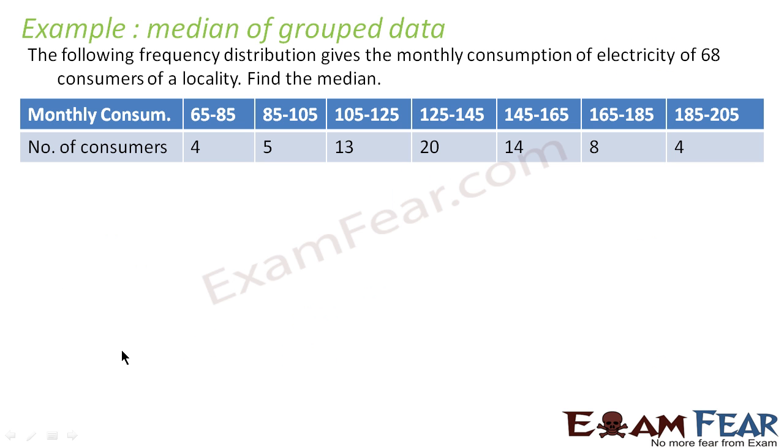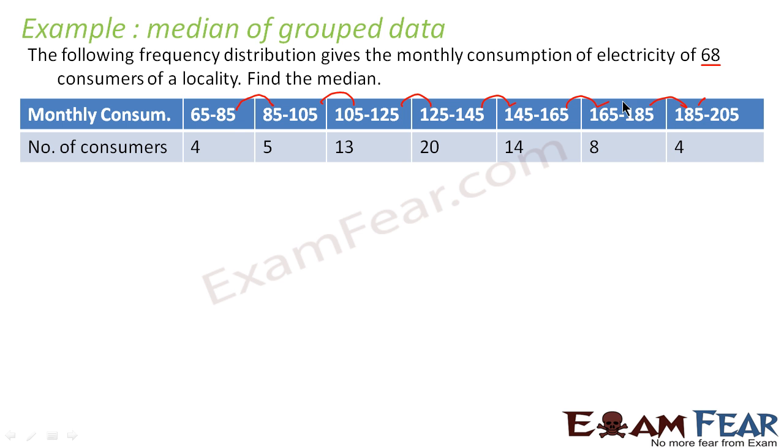We'll take one example. The question says the following frequency distribution gives the monthly consumption of electricity of 68 consumers of a locality. We have to find the median. So if you see this, it is grouped data. Why? 85, 85, 105, 105. If you see this value 125, 125, that means it is grouped data.